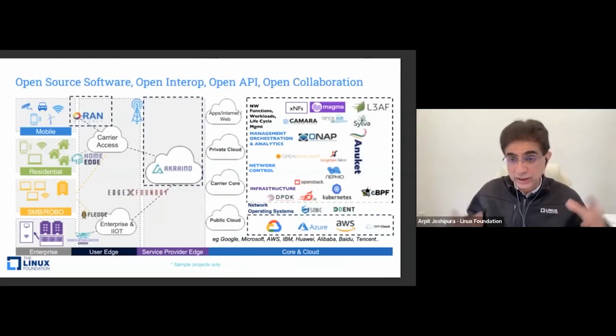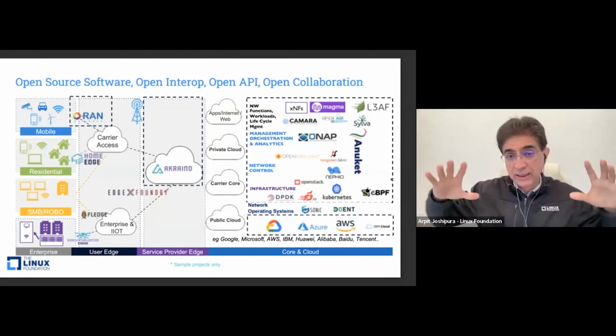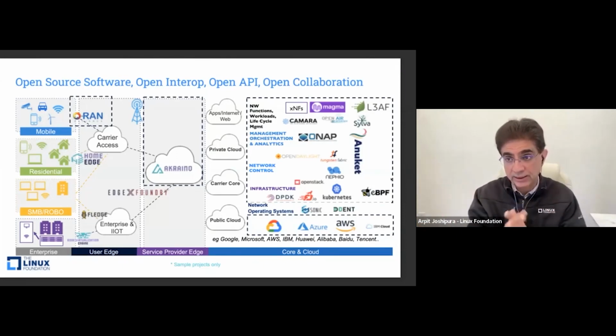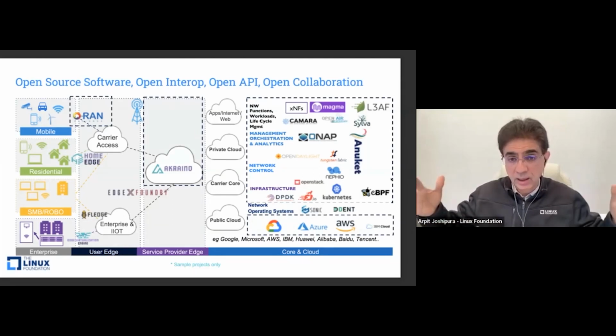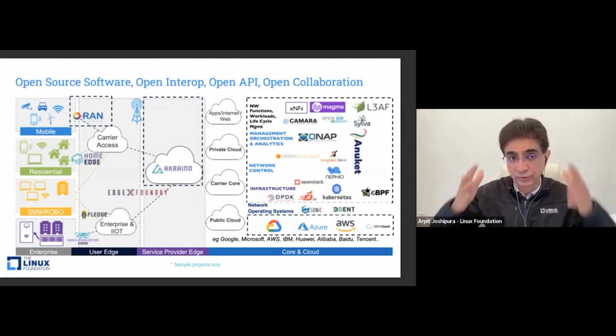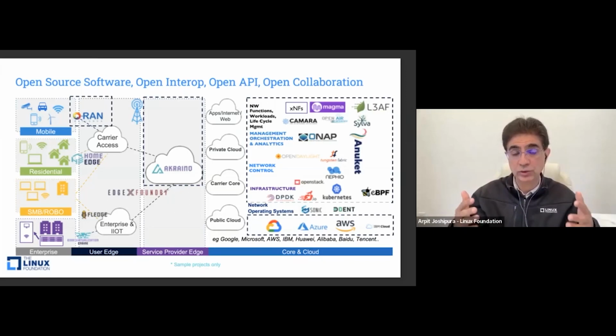Okay, so let's get to networking now. And let's get to a diagram that I think Alan sent out in the original email. This is a sample project overview. If someone at the end of the day wants to build their entire stack using open source projects, this is how they could build it.